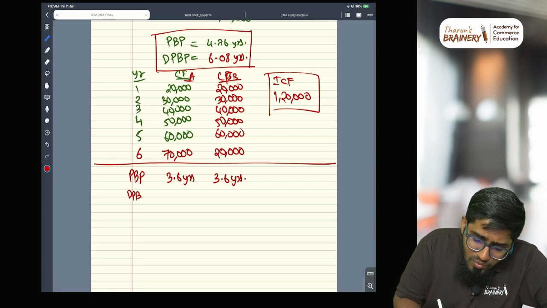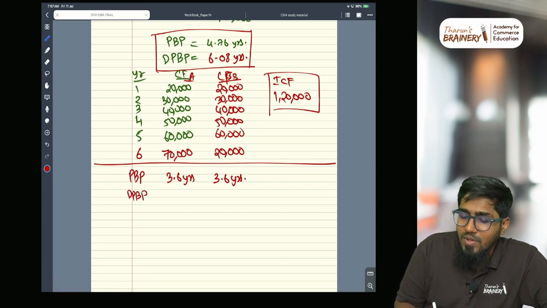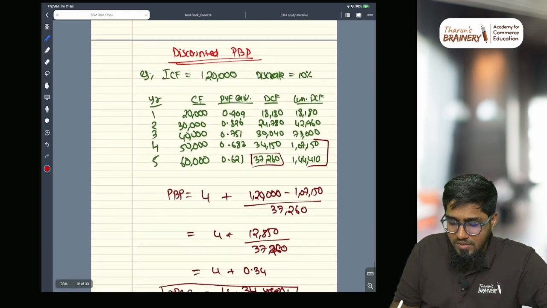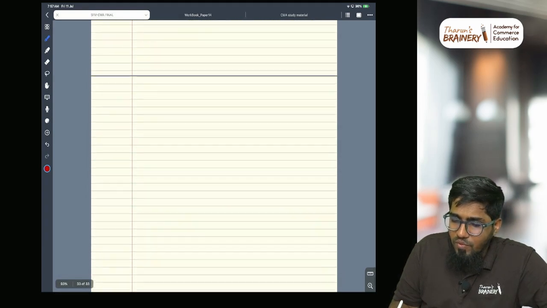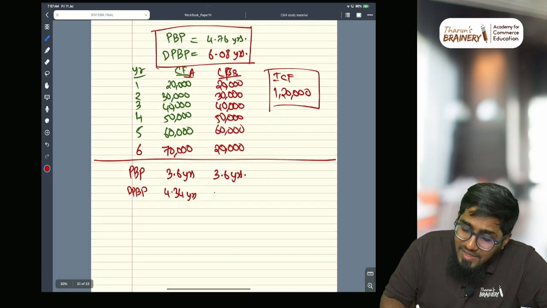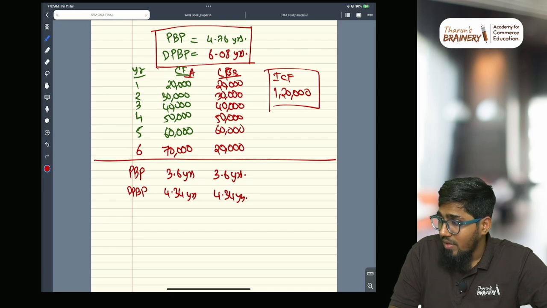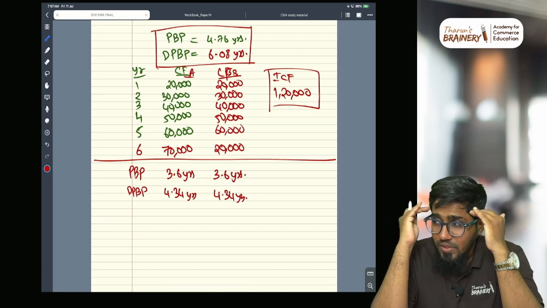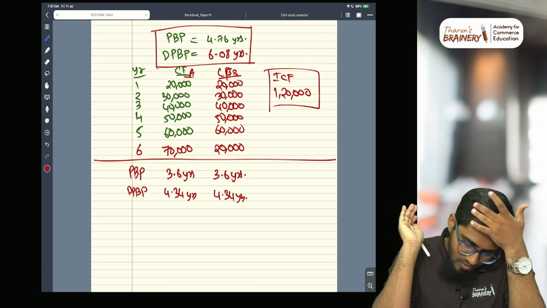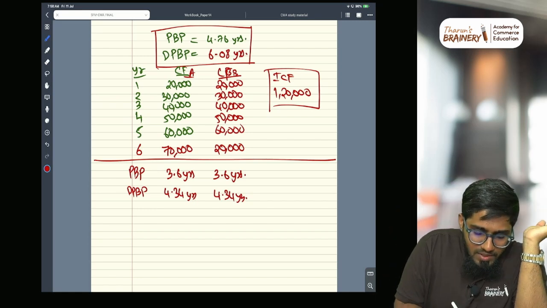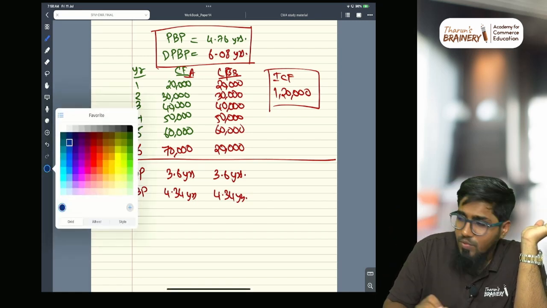And my discounted payback period here is 4.34 years. That's what we calculated, 4.34 years. And here also it is 4.34 years. Why? Because the cash flows till 5 years are the same. Till now, are you guys understanding what we are trying to do, everyone? Yes, no, please reply.